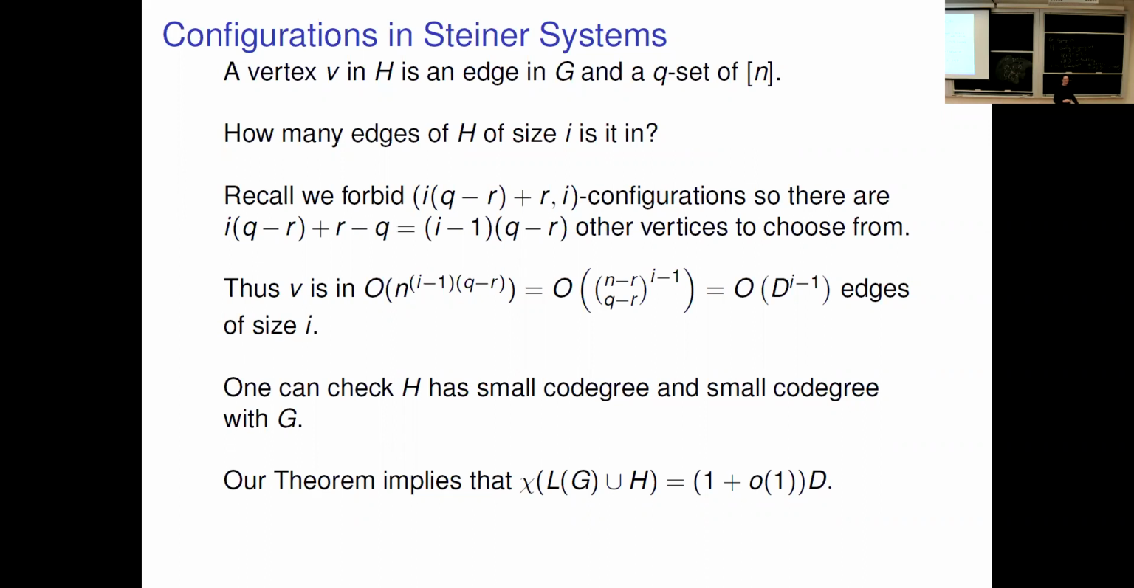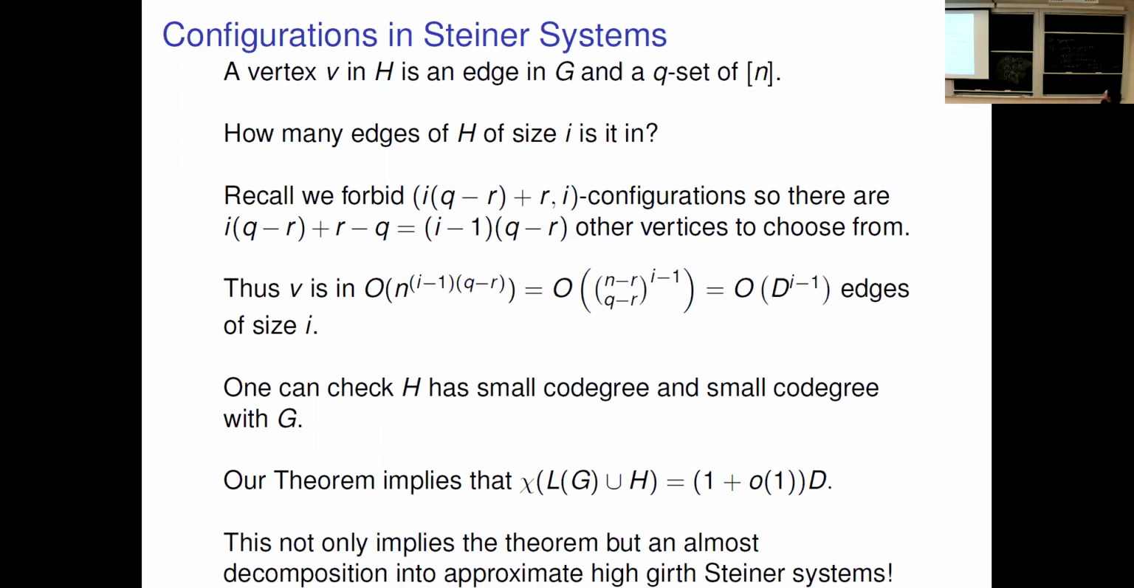So you can find not only one large matching, but you can actually decompose your graph into approximate Steiner systems. That is kind of the punchline here, which is something that people hadn't even asked. Maybe it's obvious to people, but it's a nice corollary, that not only do you get one large matching, but you can decompose into a number of matchings, which then gives you a decomposition into higher Steiner systems. Did you have a question?